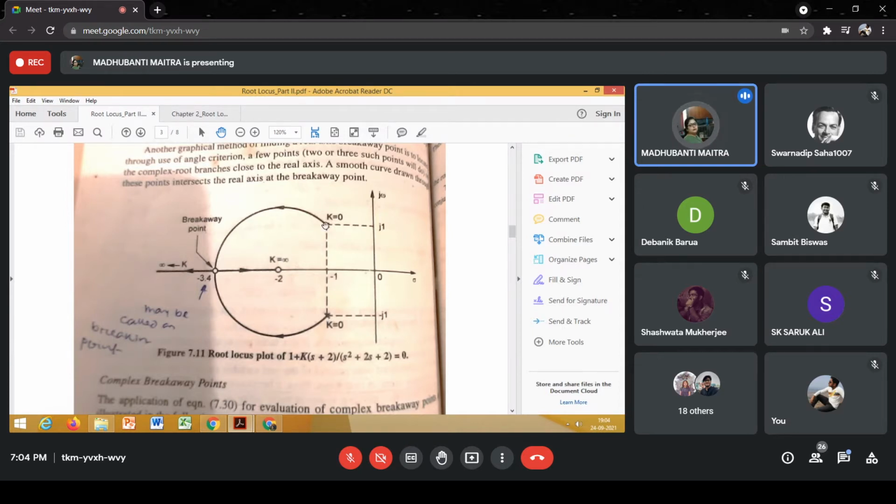So we know that two root branches will originate from these two complex conjugate open loop poles. Since these are complex conjugate open loop poles, intuitively we can say that the two root branches which originate from them will initially be complex conjugate root branches. And if you sketch the root locus, applying all those rules that we have discussed, you'll find that yes, these are the two complex conjugate root branches, right?